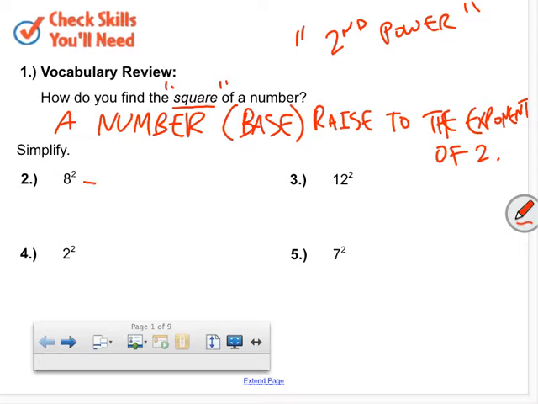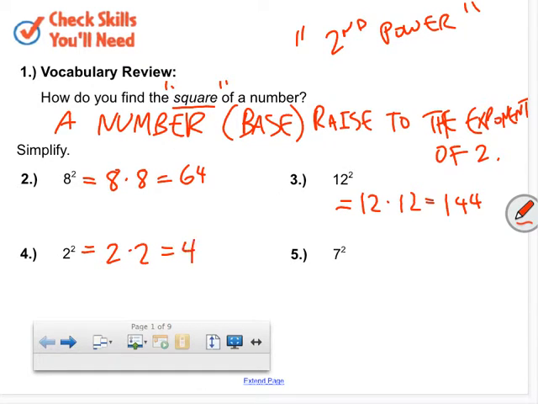64. Now, what I need you to think about is that 8 to the second power is really saying 8 times 8. So the two factors are 8, and the product of those two factors is 64. For number 3, who's got that one? Jose. 144. So 12 to the second power is 12 times 12, and that result is 144. Number 4. Go ahead, Justin. 4, because 2 raised to the second power is 2 times 2, and that equals 4. And number 5, who's got number 5? Yes, India. That is 49 because 7 to the second power is 7 times 7, which is 49.